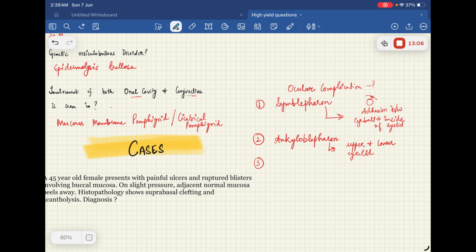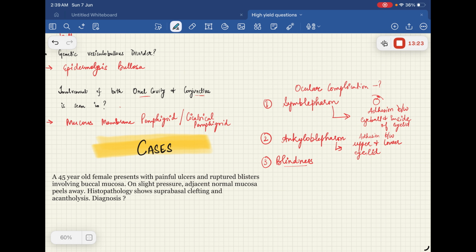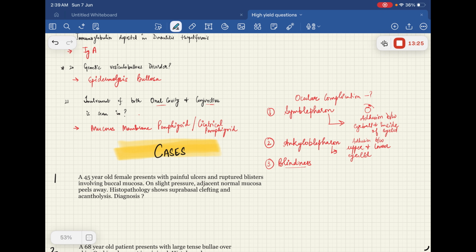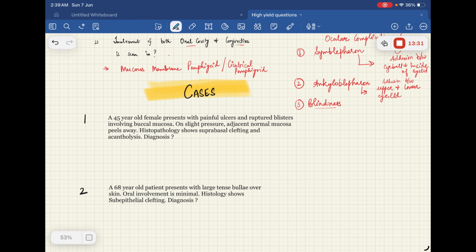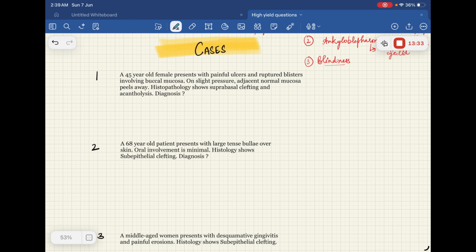The third complication is blindness. So symblepharon, ankyloblepharon and blindness. These are the three ocular complications involved in mucous membrane pemphigoid. Now let's discuss some cases.